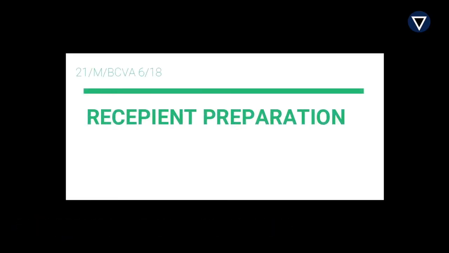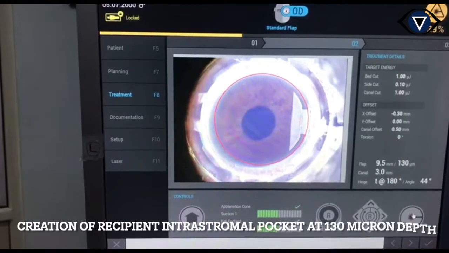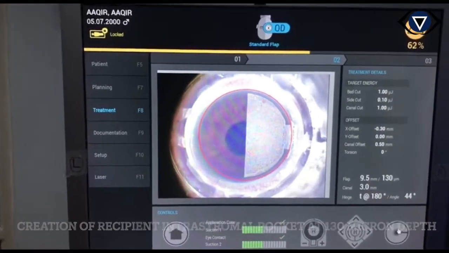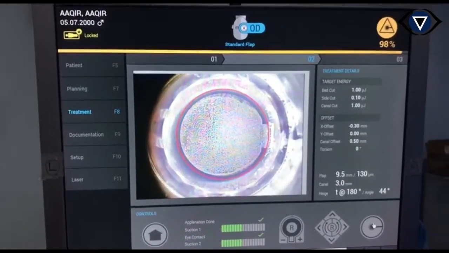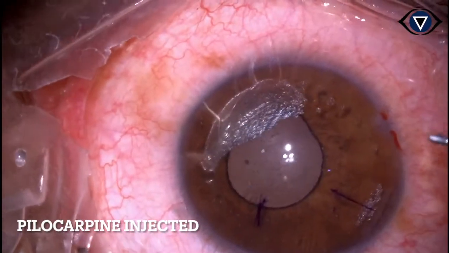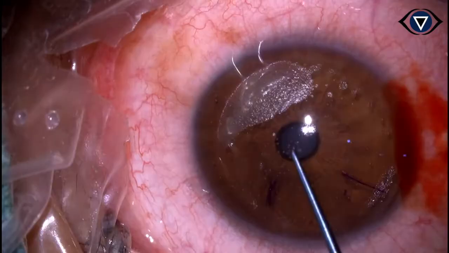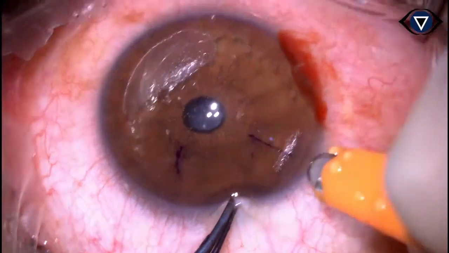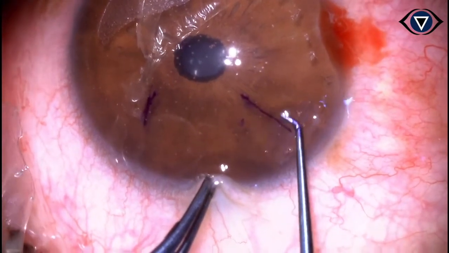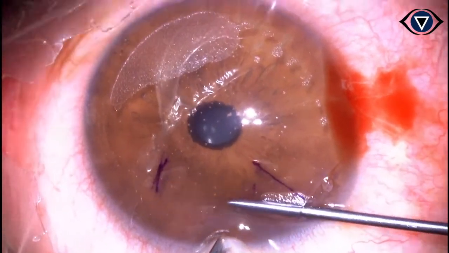So the next step is the recipient preparation. Creation of the intrastromal pocket was done using femtosecond laser at a depth of 130 microns. In this, the energy of the side cuts was reduced to minimum. Now let's have a look at BS inlay transplantation. First, pilocarpine was injected to constrict the pupil and mark the center of the cornea. Then first the canal and then the intrastromal pocket was opened up using lamellar dissectors.